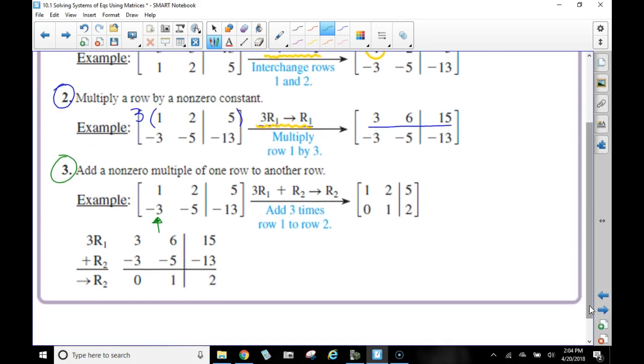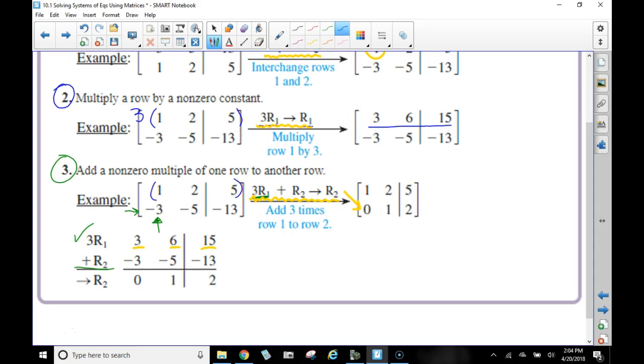Okay? So the way we're going to notate this is we're going to take 3 times row 1, okay? 3 times row 1, and I kind of like to get off the side of my paper like they did here. 3 times row 1 added to row 2 to yield a new row 2. We're going to write that out like they have here. 3 times row 1 added to row 2 to get a new row 2. So here we've got the 3 times row 1, right?